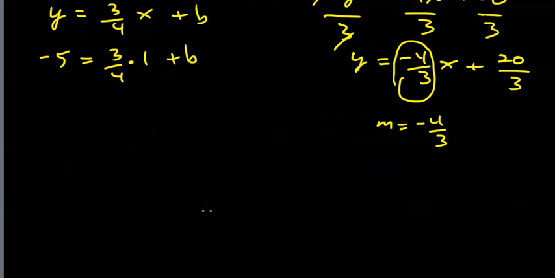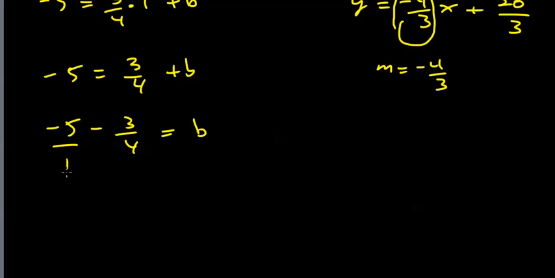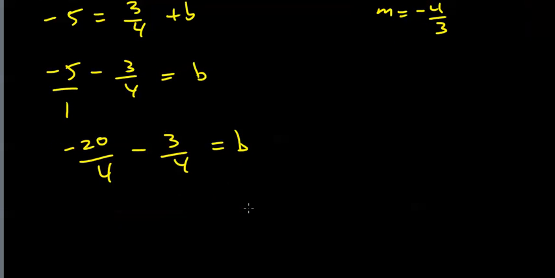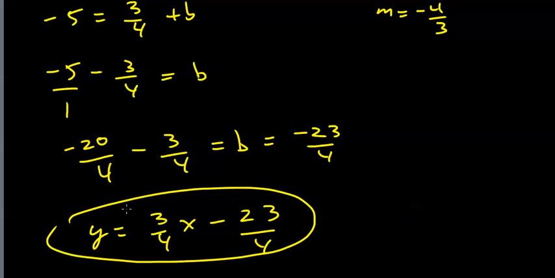Again, we're going to have to do some fraction arithmetic here, not a big deal. Well, minus 5 equals 3/4 times 1, which is just 3/4. I will subtract 3/4 from both sides. And let's see, minus 5 is minus 5 over 1. I'll multiply top and bottom by 4 here to get minus 20/4 equivalently. Minus 23/4 equals b. So my y-intercept is, of course, minus 23/4. Alright, so my slope, recall, is positive 3/4, and the y-intercept is negative 23/4. And so there is the equation of the line perpendicular to the given line and through the point 1, minus 5. Here's my final answer.